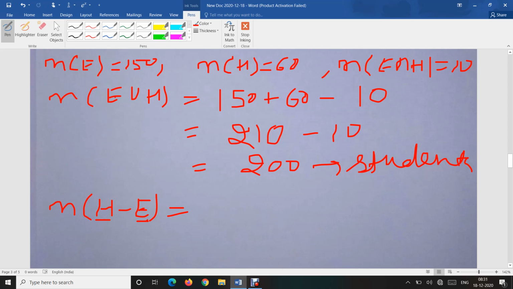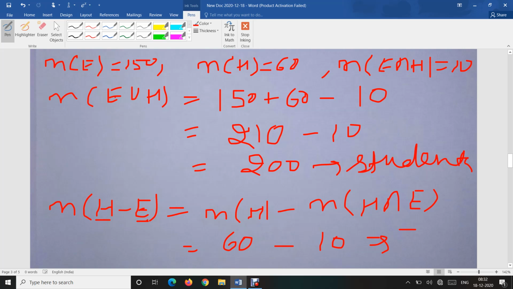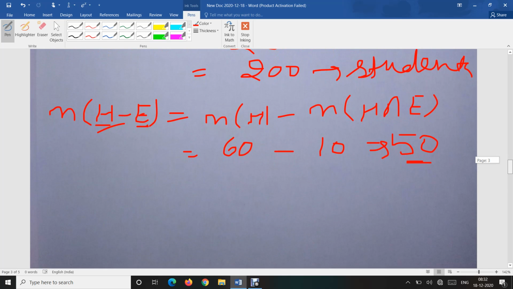For that I told you the formula: n of H minus the intersection portion, we have to remove. So n of H intersection E. So n of H is 60 minus n of H intersection E is 10. So it will be 50 students who know only Hindi. Out of 200, only 50 students know only Hindi.